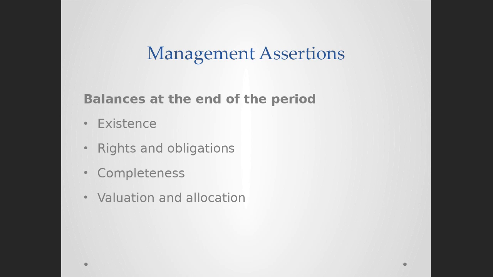Okay, let's jump into the second category, which is balances at the end of the period. When we say balances at the end of the period, we're talking about the balances in the balance sheet. The balance sheet has three different types of balances: you have assets, you have liabilities, and you have equity. Management gives you certain guarantees about these balances. Management of whom? Whose management are we talking about?